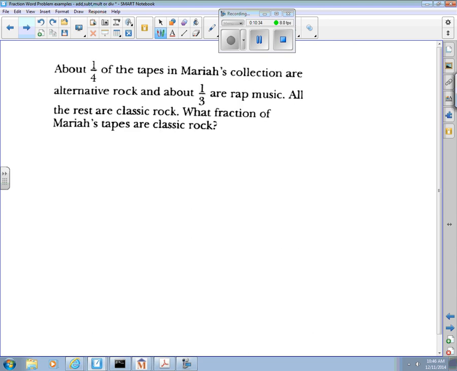Finally, here's one with a trick that I call the whole amount trick. About 1/4 of the tapes in Mariah's collection are alternative rock, and about 1/3 are rap music. All of the rest, that's key, are classic rock. What fraction of Mariah's tapes are classic rock? So let's think about this one for a sec. The collection is one whole thing to me, one whole collection. And I have 1/4 and 1/3 that I know what they are, and I don't know what the rest is.